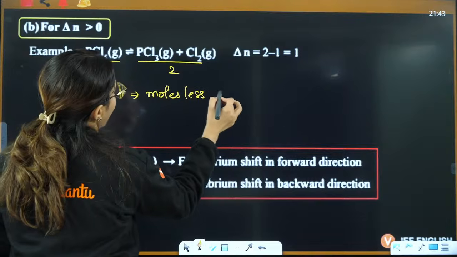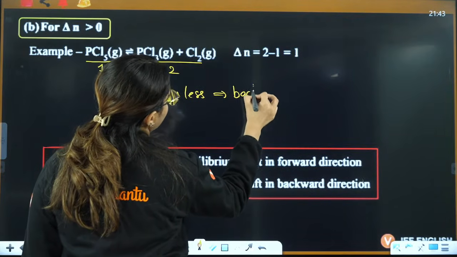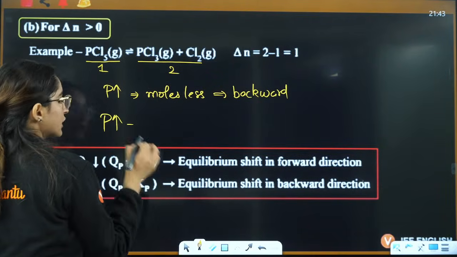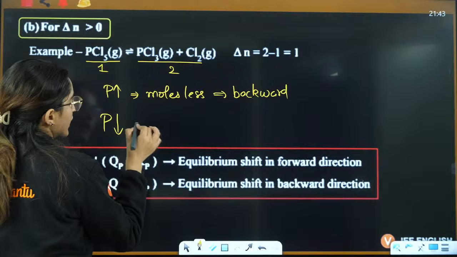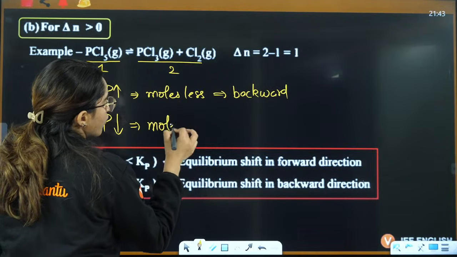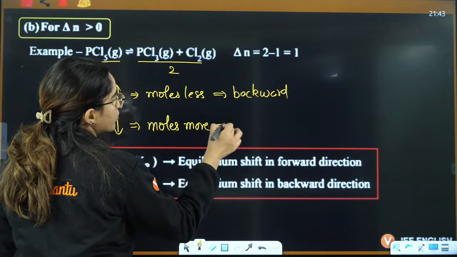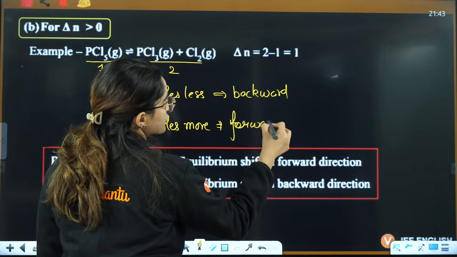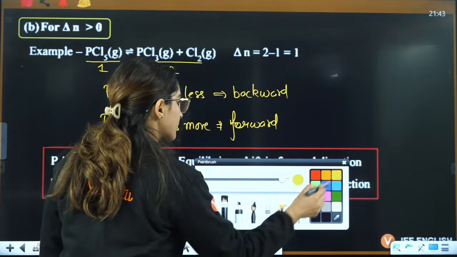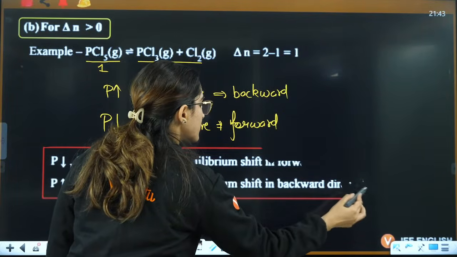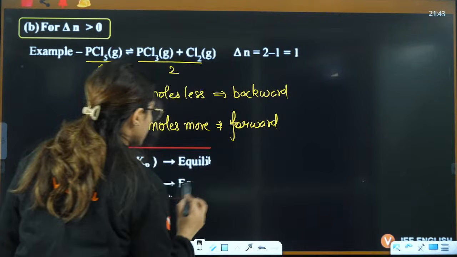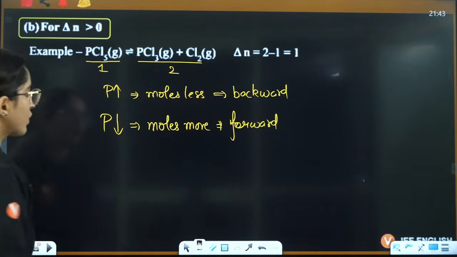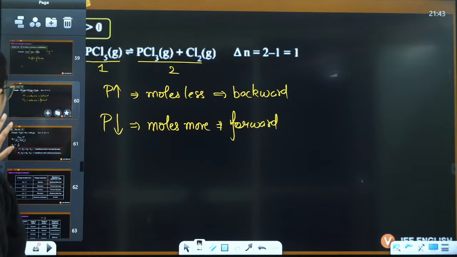Moles are less in the backward direction, so it will go backward, right? If you decrease the pressure, it will go in that direction where moles are more. Moles are more on the product side, so it will move in the forward direction. Okay, tell me. That was the simple funda that you have here. There is no need to cram anything, that always this will happen, always that will happen. You don't need to cram.